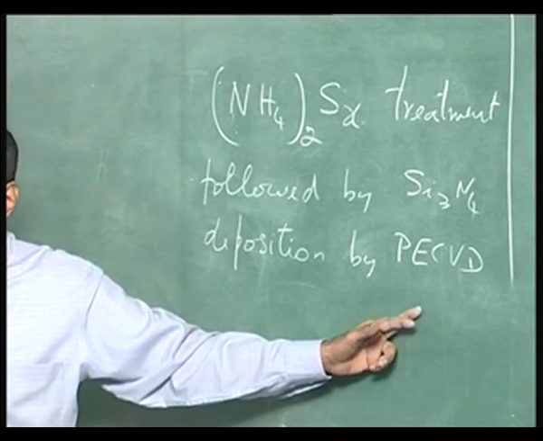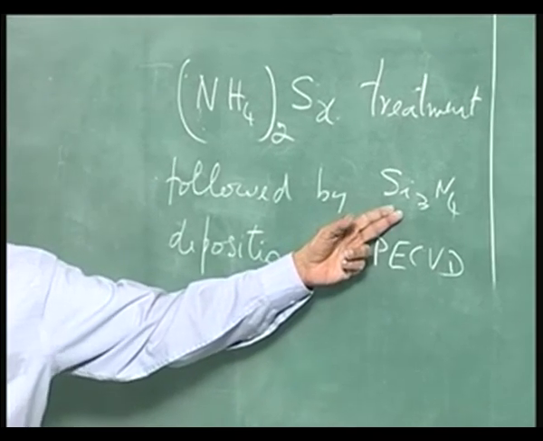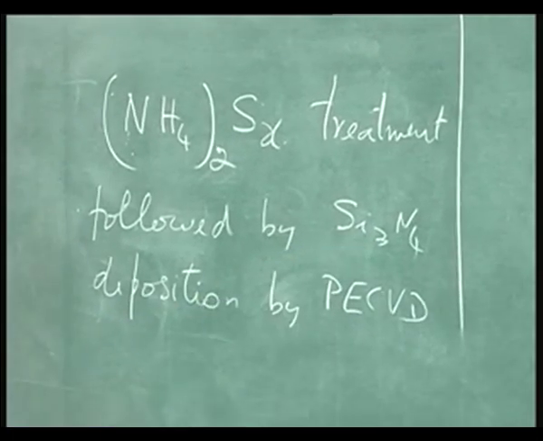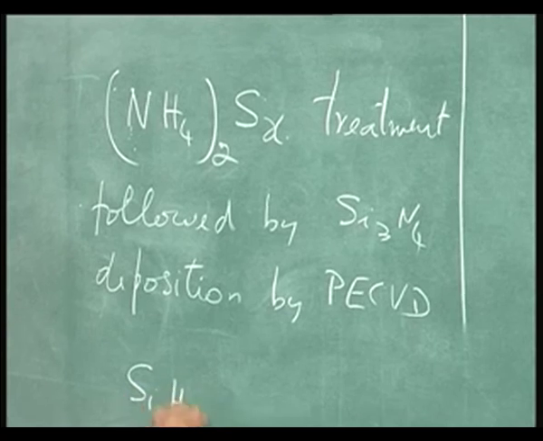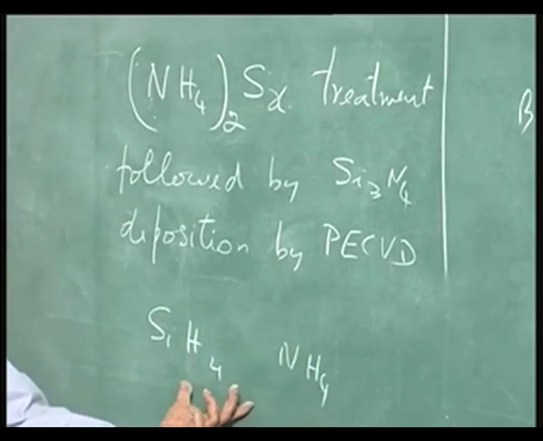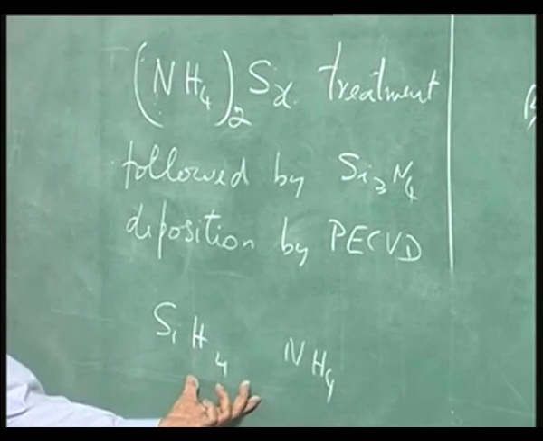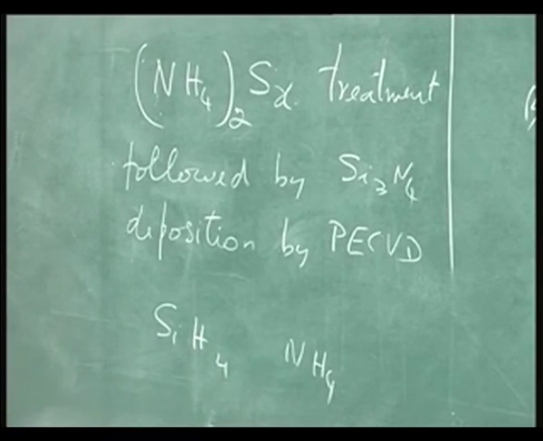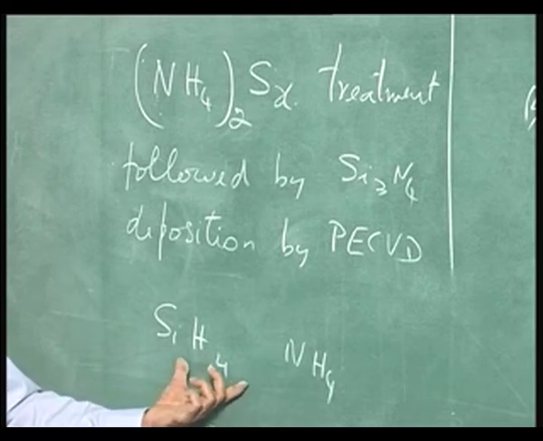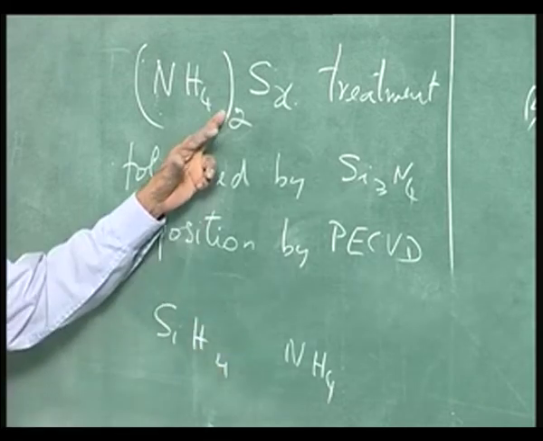You pass silane and ammonia, SiH4 and ammonia gas, they react at low temperature when you provide plasma. Plasma is, you are giving the energy from the electric field, RF. So, you can do this deposition at temperature like 300 degrees centigrade or even 250 degrees centigrade. So, nothing happens to that layer.